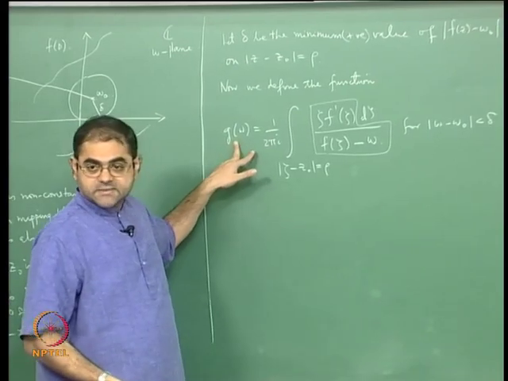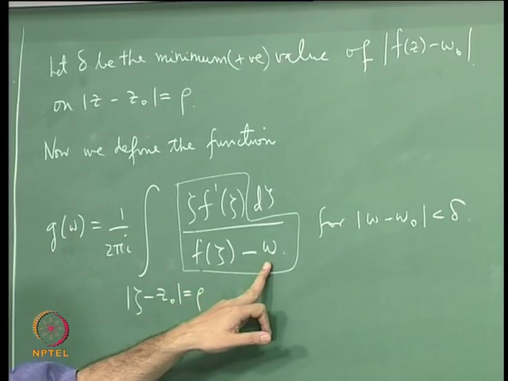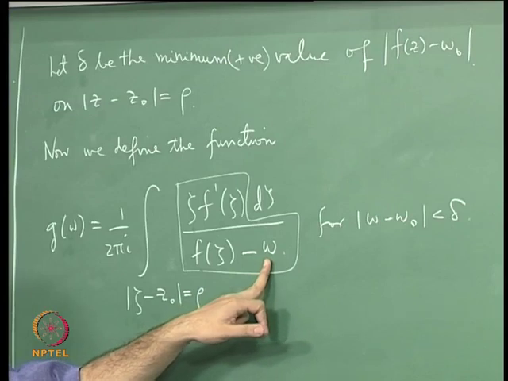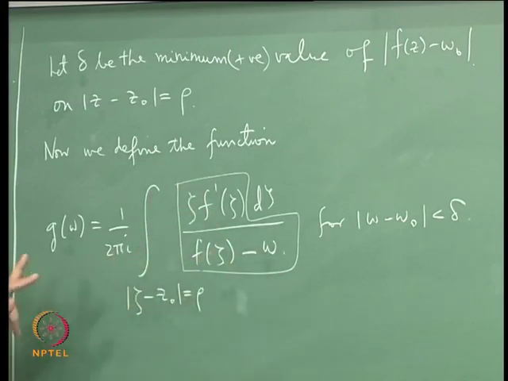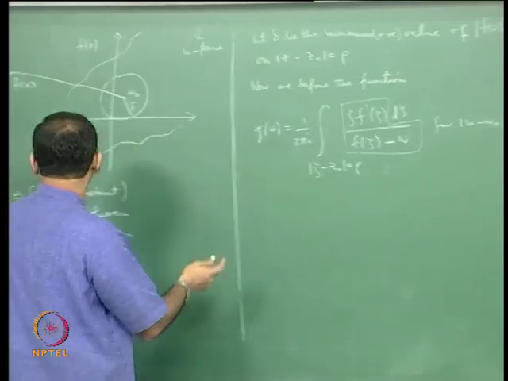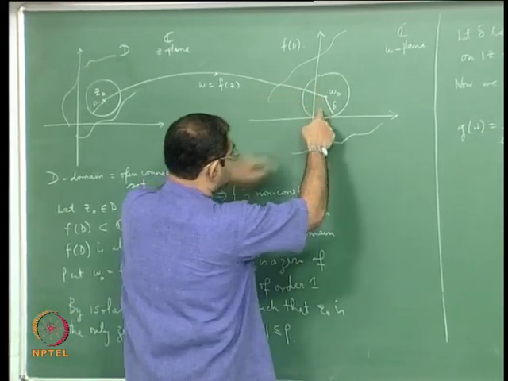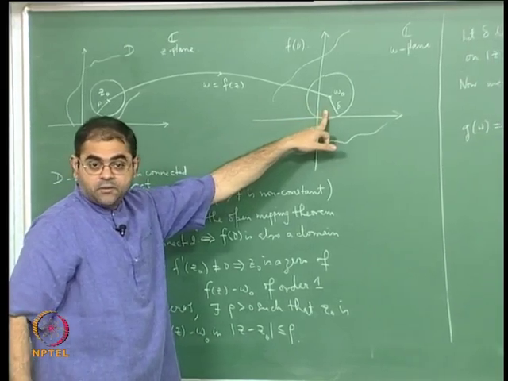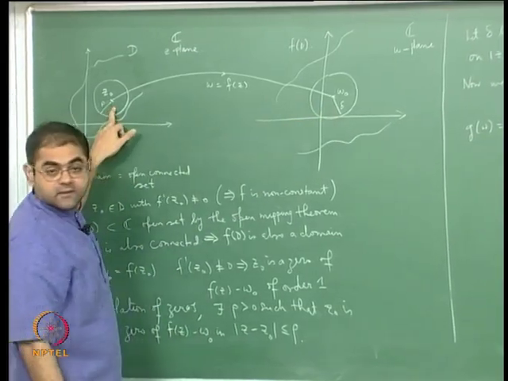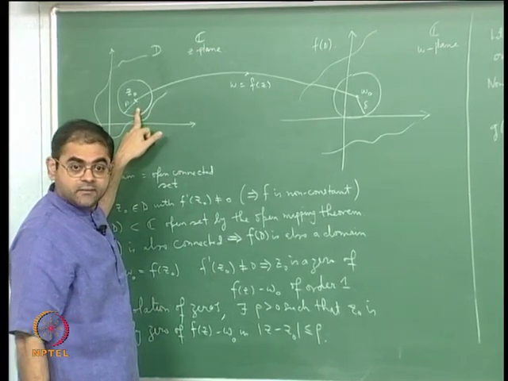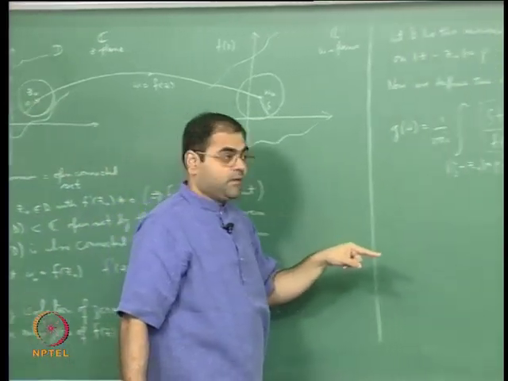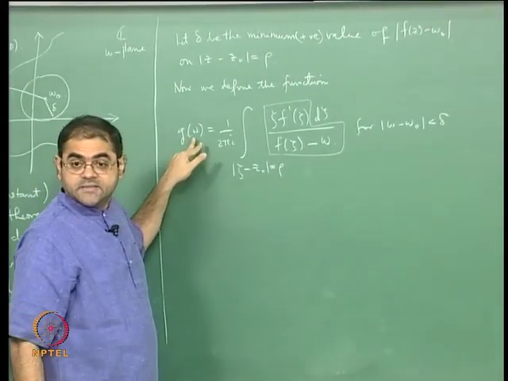So this integral exists, but it will depend on W, because this W is here on the right side, okay. After you integrate it, I will get something that depends on W, and that is what I am calling G of W. So this G of W is well defined, there is no doubt about it, alright. And mind you, G of W is a map defined on this disk, and it is taking complex values. The fact is that this G of W will actually go back into this disk, and it will actually be equal to Z, where F of Z is W.